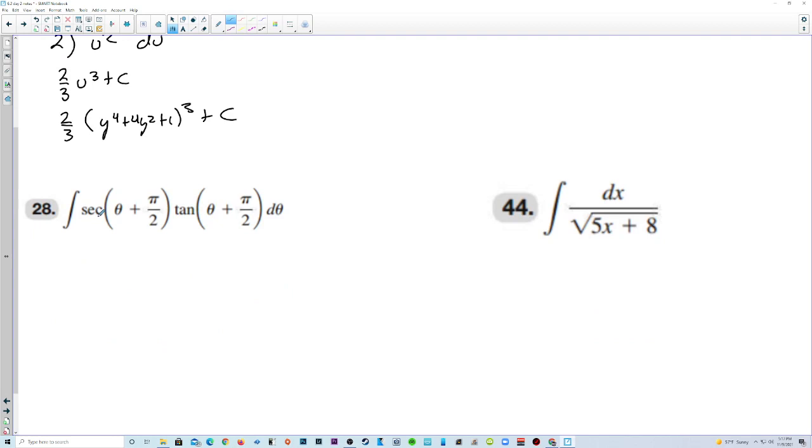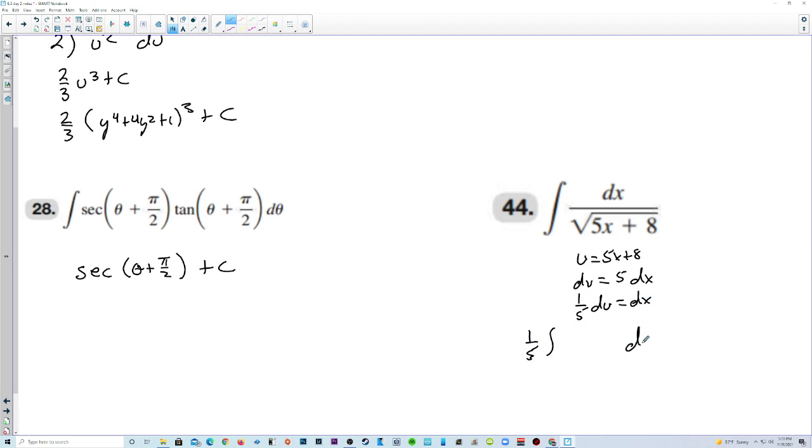On 28, the derivative of secant is secant tangent. So this is secant of theta plus pi over 2 plus c. Over here, let's let u equal 5x plus 8. du is equal to 5 dx. And we don't have a 5 dx, we just have a 1 dx. So 1/5 du is equal to dx. So dx is the same as 1/5 du.